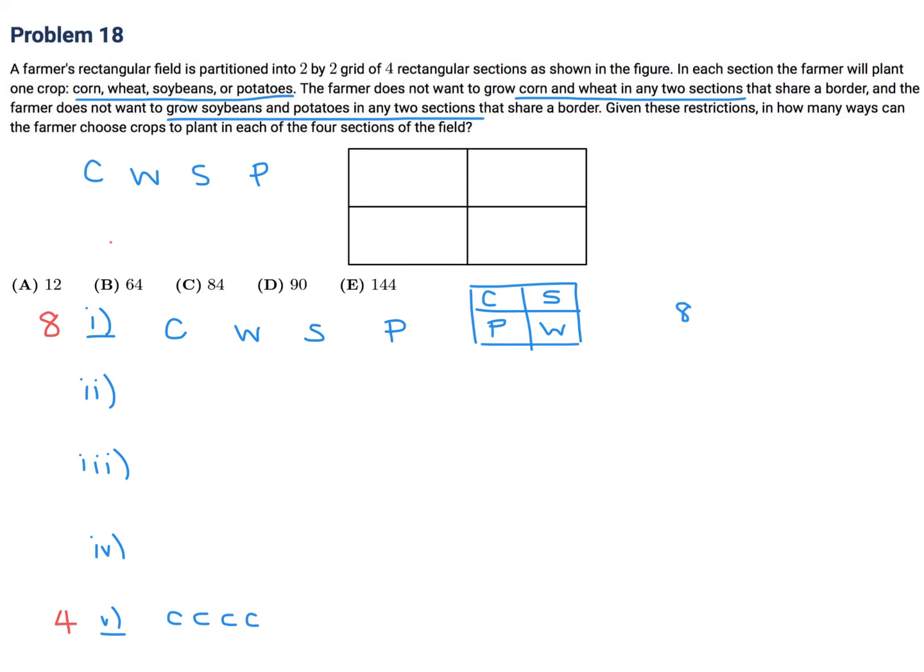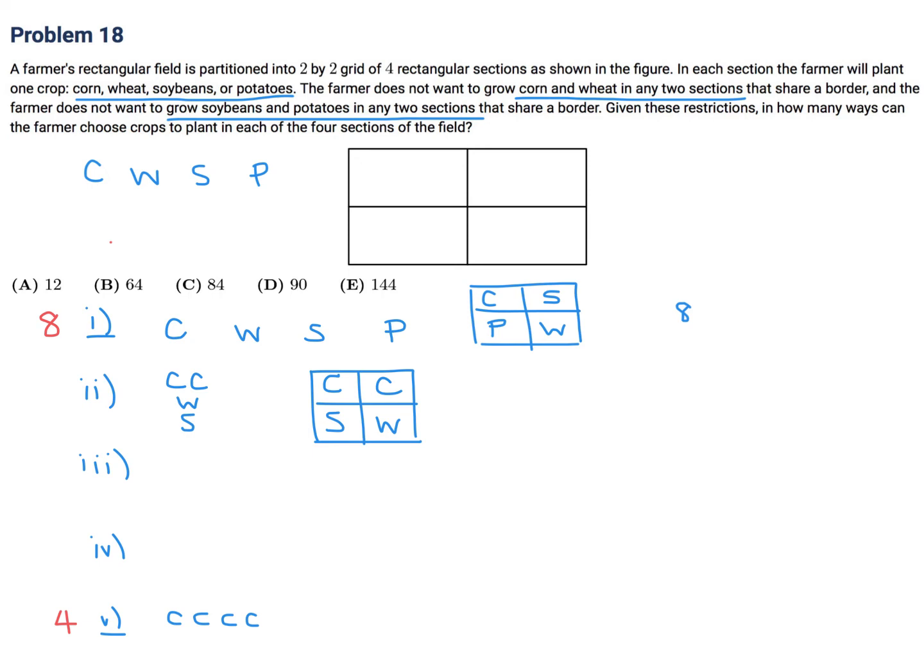Now we have a scenario where you have 2 of the same. So for example, corn, 2 of these sections are the same. But then we have one different, like wheat, and then one different again, like soybeans. And an example would be something like this, CCSW. Remember, the C and the W cannot be sharing a border, and therefore they have to be opposite, like diagonal, like that. And then the other C I put in the top right, and the soybeans I put in the bottom left. This is just one.